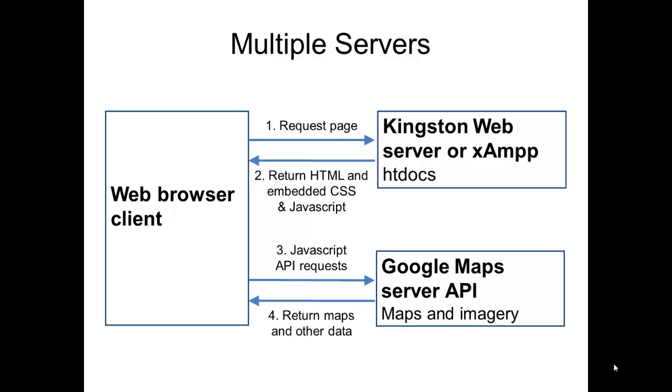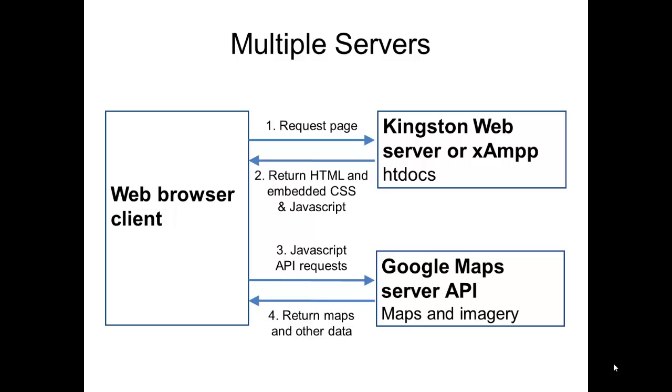One web client and one web page might involve talking to multiple servers. So here in this case, we've got our web browser client, and you're doing some development on Kingston. Well, this is indeed what you're doing for future practicals. So you've got your HTML documents and things, and your CSS files and your JavaScript files on your Kingston web server, StudentNet, or locally on your XAMPP server. So you make a request from your web browser, you request a page from your XAMPP server or your Kingston web server, StudentNet. It returns a set of HTML web pages, embedded CSS style sheets, and potentially JavaScript.